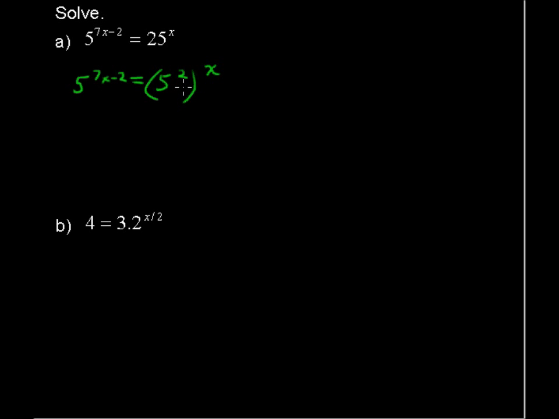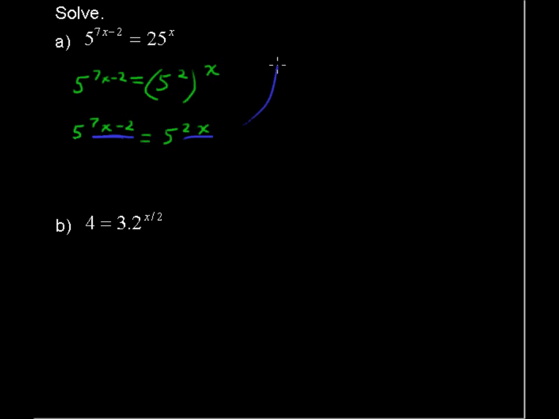The 5 squared then is equal to 25, but when you have something with an exponent raised to another exponent, then you can multiply these exponents. So now we have 5 to the 7x minus 2 equals 5 to the 2x. And now, because we have like bases, these exponents must be equal. That is, 7x minus 2 must equal 2x.